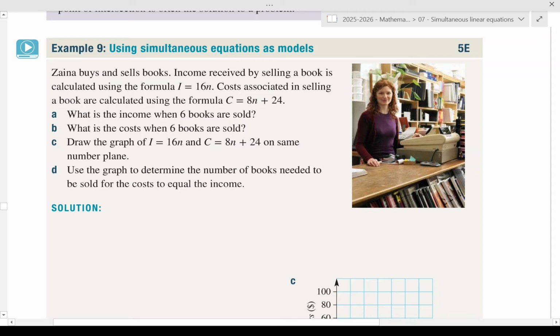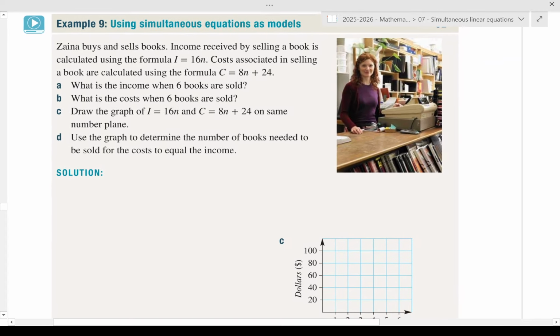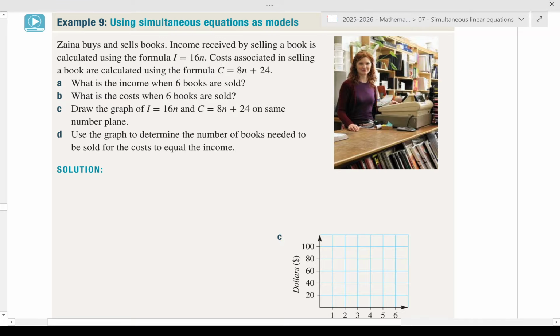So, using simultaneous equations as models. We've got a situation here where we're now using those simultaneous equations that we were just using with arbitrary things. We're now going to do it similar to what we did earlier with the graphical ones. We're going to use them as models of actual situations, and then we're going to solve stuff finally based on them.